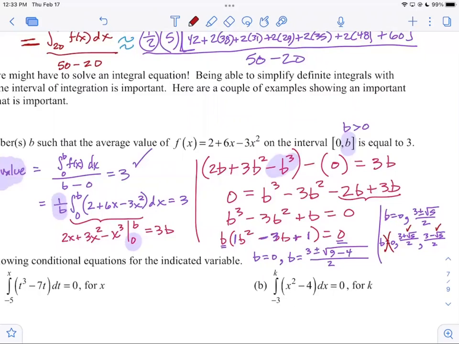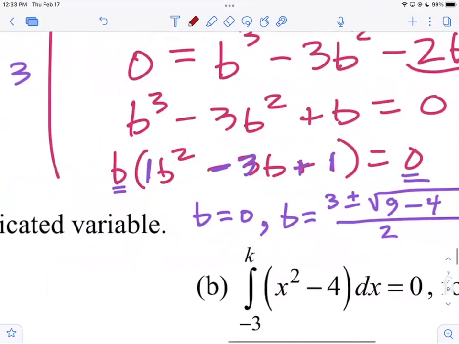Okay. If this were an AP question, that quadratic would be factorable. Okay, and then you would still compare the values. You would still be looking for positive values. Okay. All right.